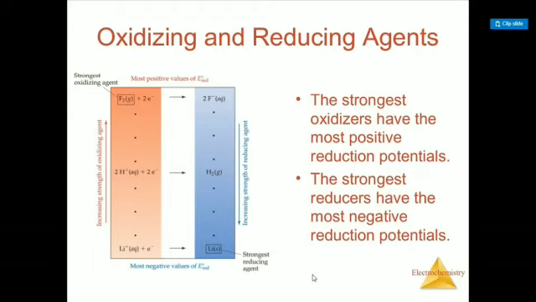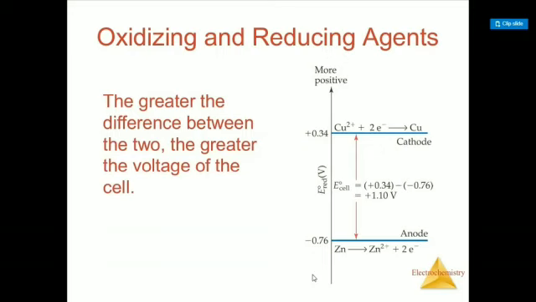Here, the greater the difference between the two elements, greater the voltage of the cell. That means EMF is different. As the electromotive force or E cell difference is more or greater, more voltage produced by the cell. Suppose you take copper and zinc. Copper 0.34 is the E cell of copper, and minus 0.76 is for zinc. That means copper reduces and zinc here oxidizes.